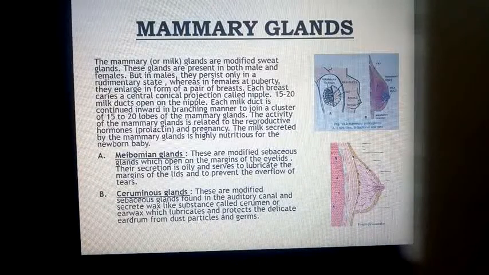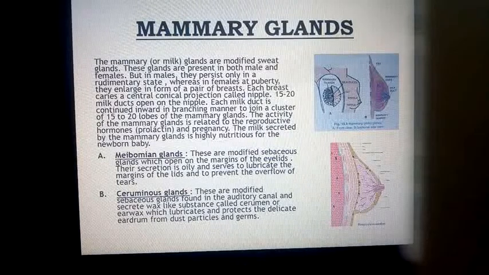Don't get confused with the lacrimal glands, children. They are called tear glands. Tear glands are different. They produce tears. These produce oily secretions. That is, when you cry, immediately the tears will not come down. Some oily secretion will prevent that from coming out. Got it? Now, these are modified sebaceous glands.